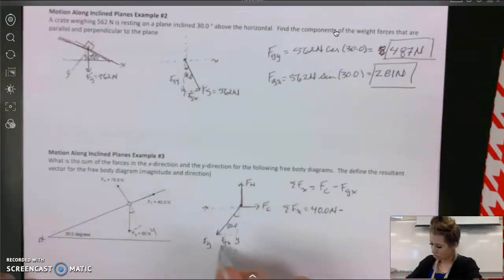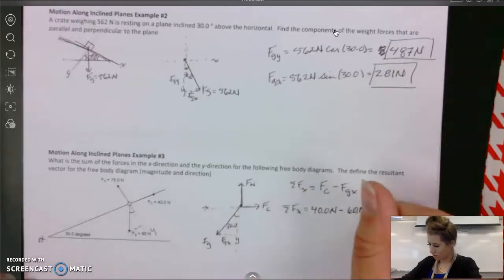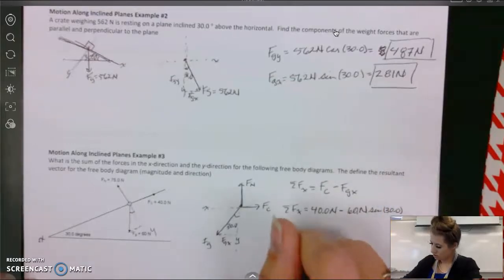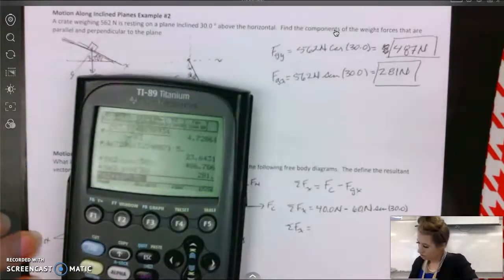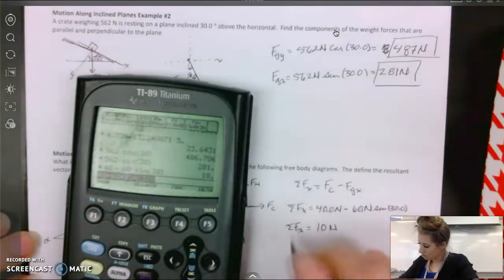This x component. And we know that the magnitude of the hypotenuse is 60 newtons. So this would be 60 newtons. We're opposite, so it'll be sine 30. Okay. So I'm just going to plug that in my calculator then. 40 minus 60 times the sine of 30, which gives us 10 newtons in the x direction.